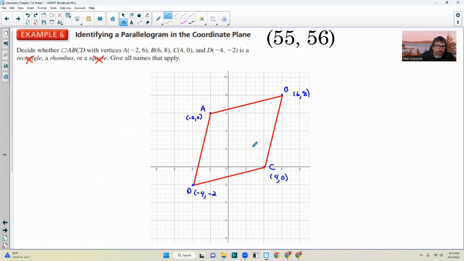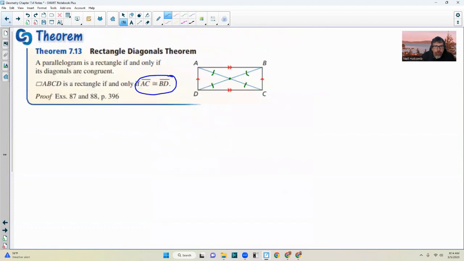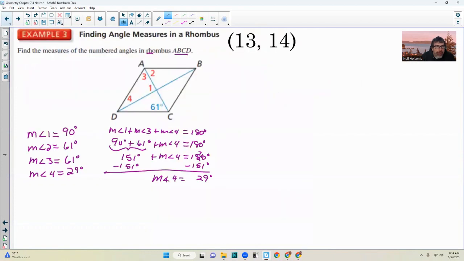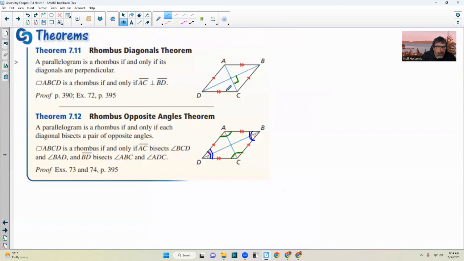We could also work with the diagonals. So what do we know about the diagonals of a rhombus? Where was it? Right here. The diagonals of a rhombus are not equal, and they are 90 degrees. So I'm talking about the rhombus diagonals theorem. If it is a rhombus, a parallelogram, the diagonals have to be perpendicular.